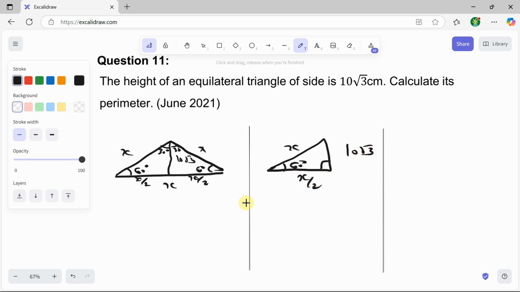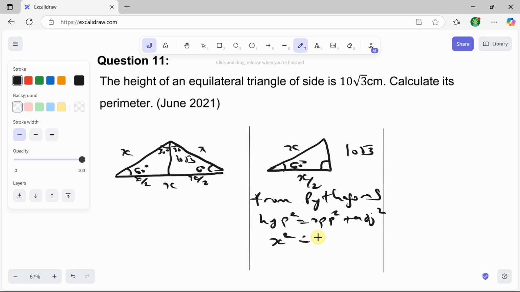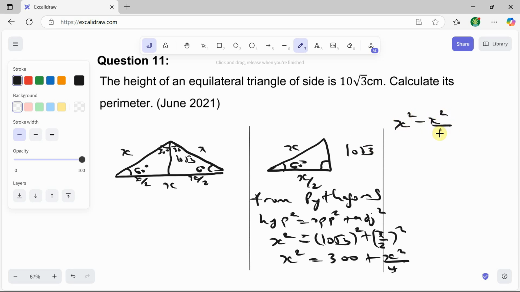This is 90 degrees. So from Pythagoras, the hypotenuse squared is equal to opposite squared plus adjacent squared. The hypotenuse is x, so that will be x squared, equals the opposite, 10√3 all squared, plus the adjacent, x over 2 all squared. So that will be x squared equals 300 plus x squared over 4. If I take this to the other side, that will be x squared minus x squared over 4 is equal to 300, and that will be 3x squared over 4 is equal to 300.